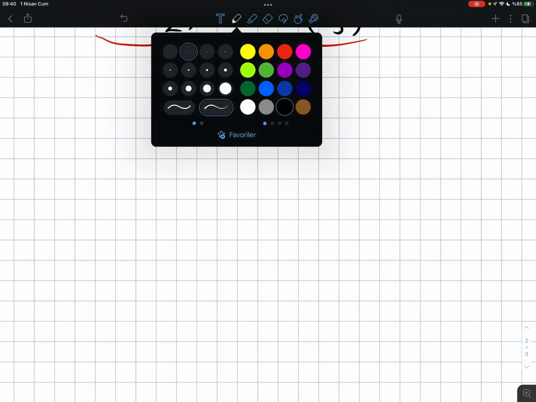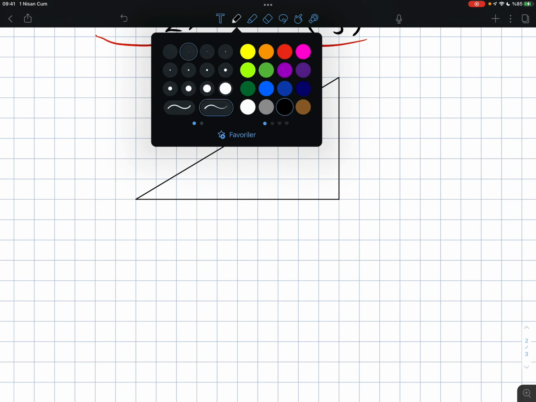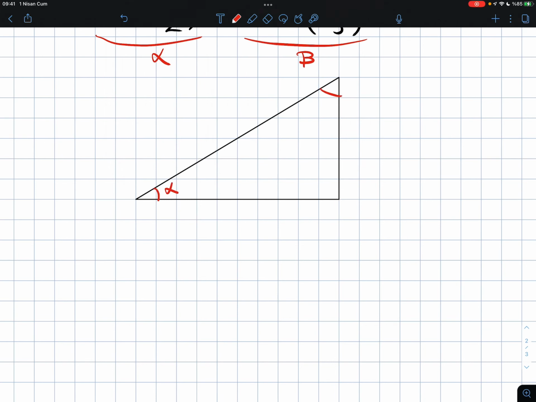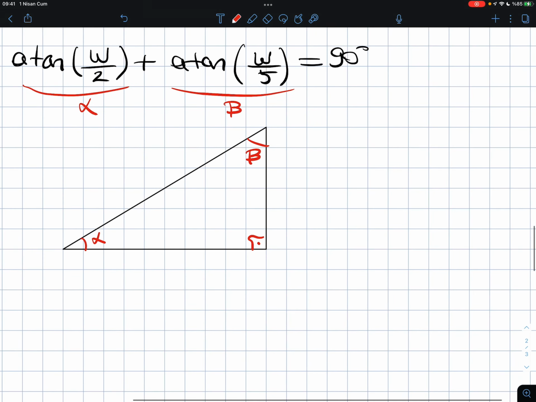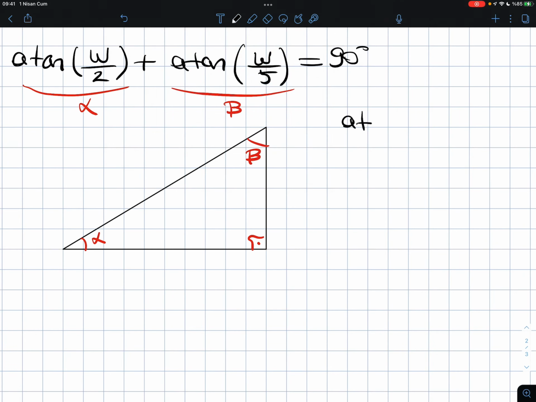So in that case, let's draw a triangle. This is alpha. I've chosen that to be alpha, and this is 90 degrees. So let's use one of the unknowns here. Let's choose alpha, for example. What I've written down is the following. A tan omega divided by 2 is equal to alpha. Therefore, omega divided by 2 is tangent alpha. Now, in this triangle, I can look for the tangent, and I can write the following down. Tangent alpha means that this is omega, and this is 2.